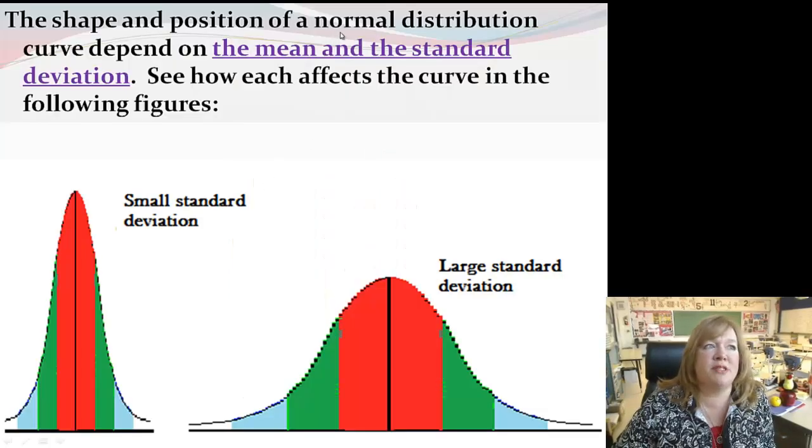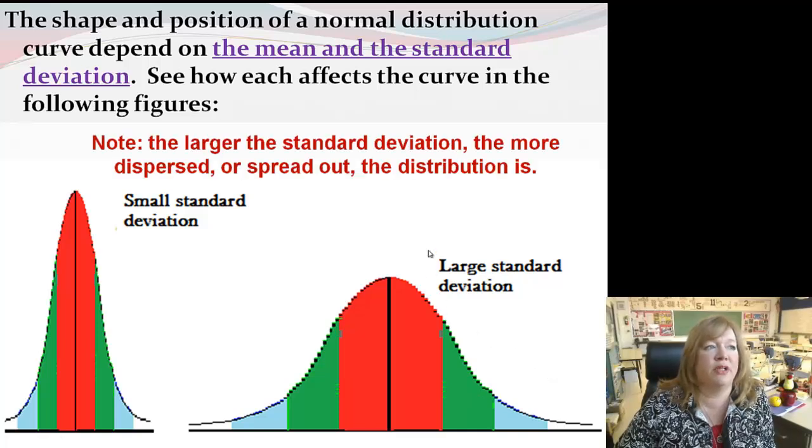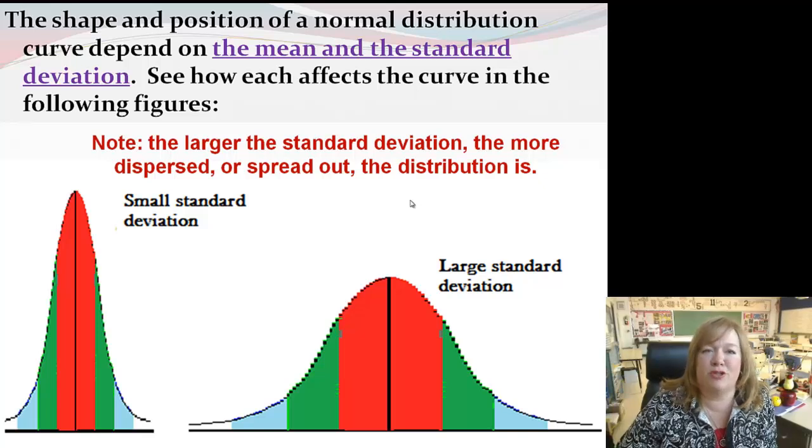The shape and position of a normal distribution curve depends on the mean and the standard deviation. See how it affects the curve in the following figures. So here's a small standard deviation. See how it gets real tall, it stretches upward? The standard deviation is very little down here. With a large standard deviation, it spreads it out. So note, the larger the standard deviation, the more dispersed or spread out the distribution is.